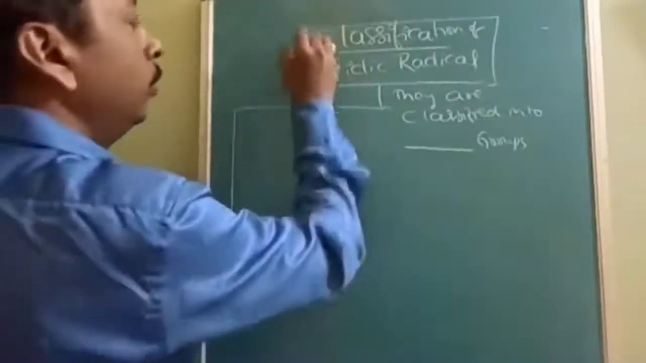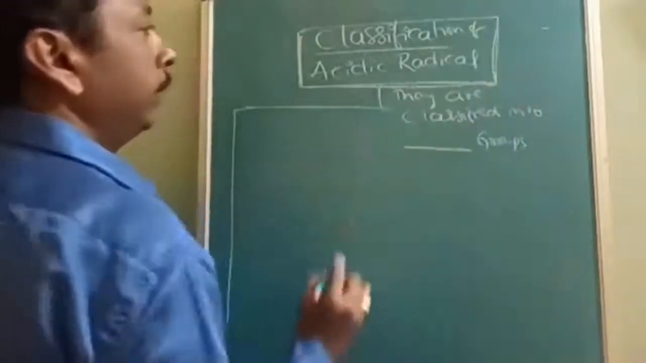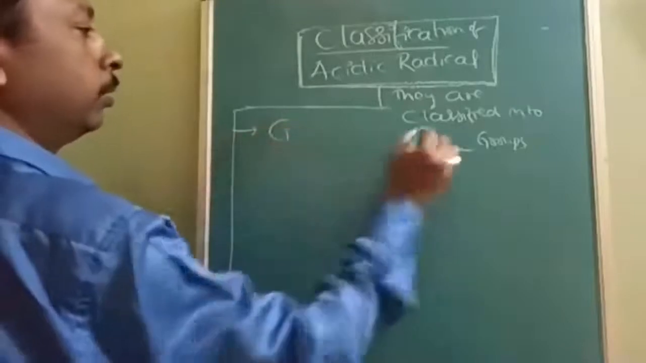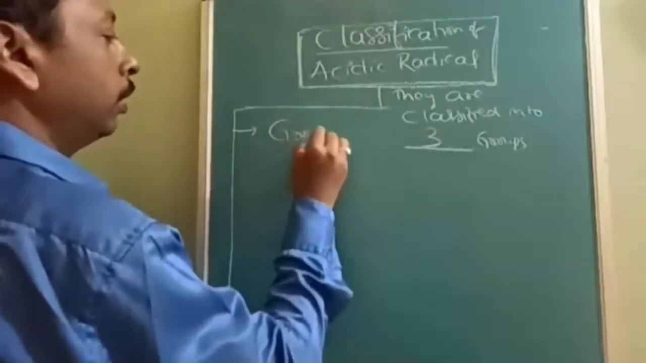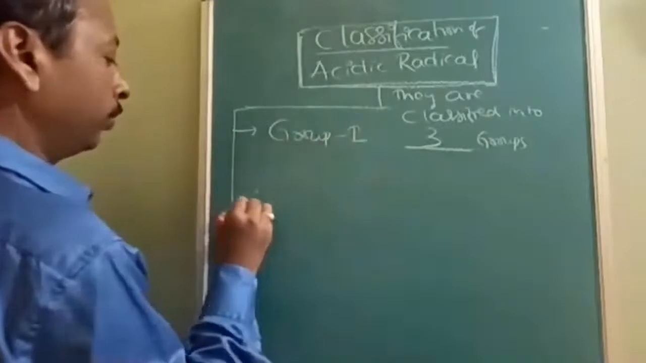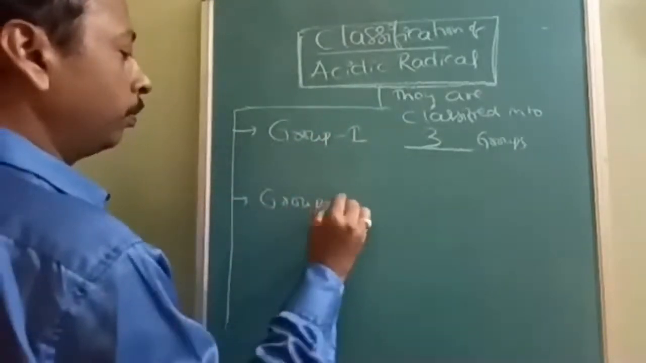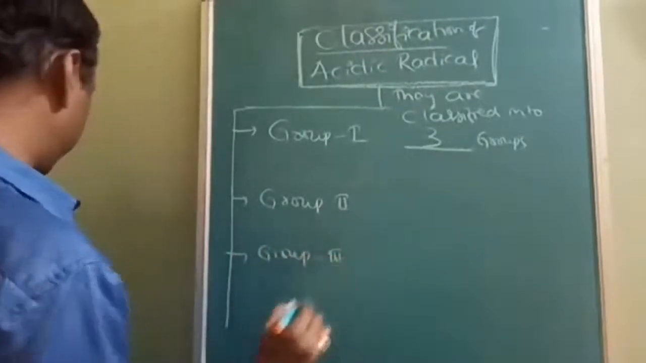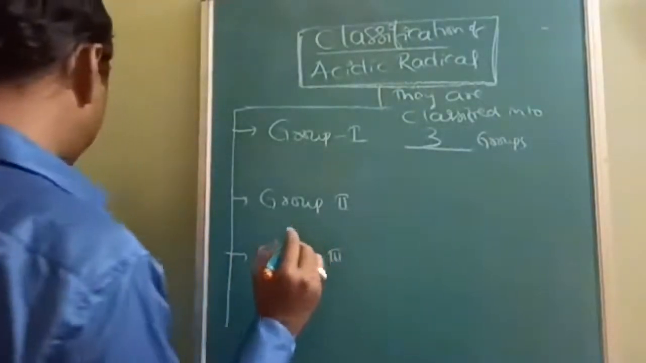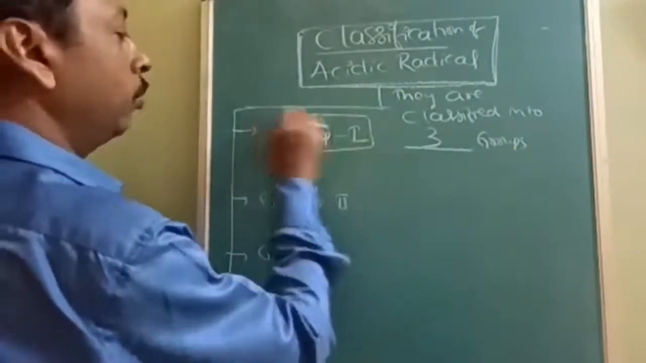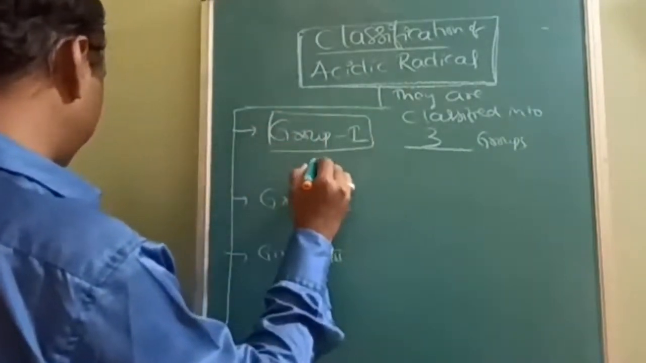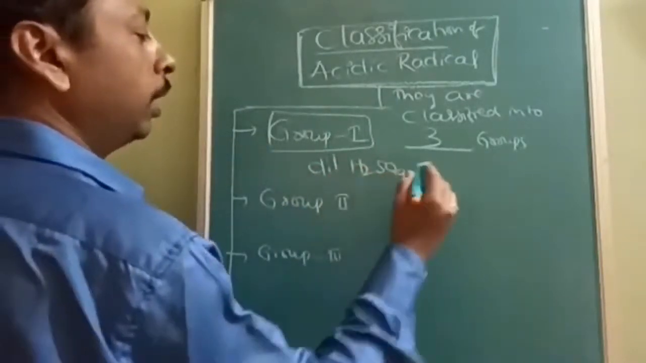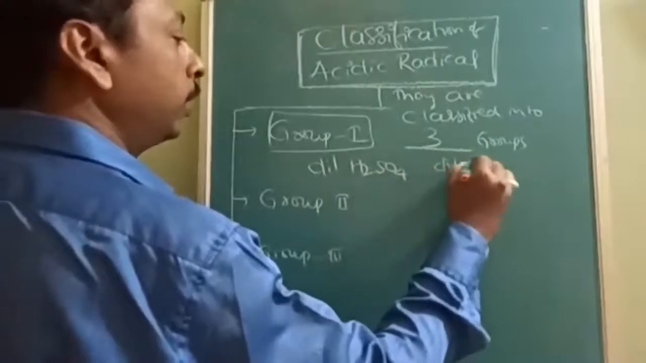As I told you, the number of non-metals is very small. Acidic radicals are classified into only three groups, so here the answer is three groups. Now I will write something about the groups: group 1, group 2 and group 3. Each and everything we will study separately. First, write down their group reagent. Here it is detected by dilute H2SO4, or we will use dilute HCl.